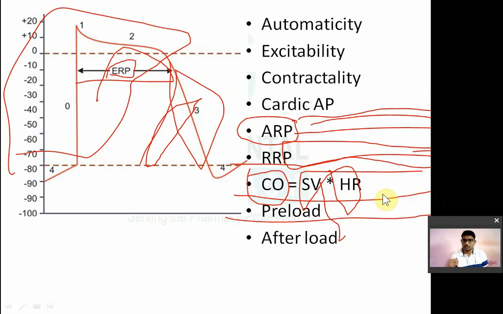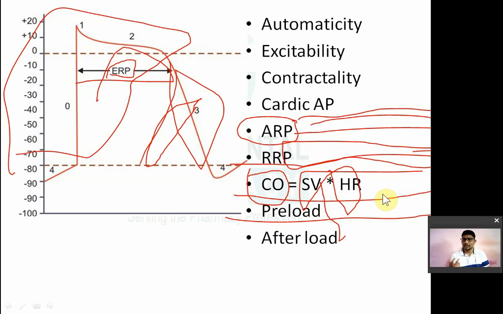So that is nothing but the venous blood. Okay, so preload means the amount of blood which is present in the left ventricle before the contraction of the left ventricle. That is the preload, and it is nothing but the venous return. Okay, so preload means venous return.